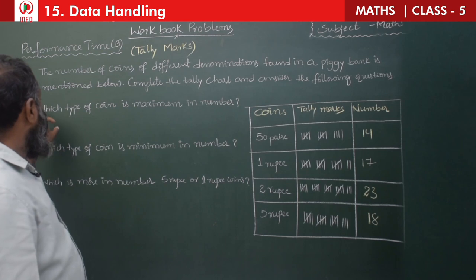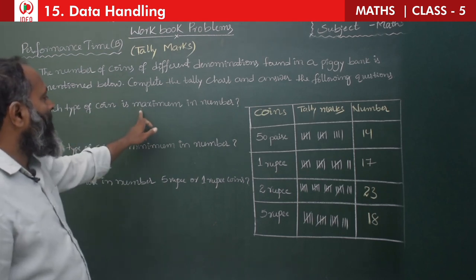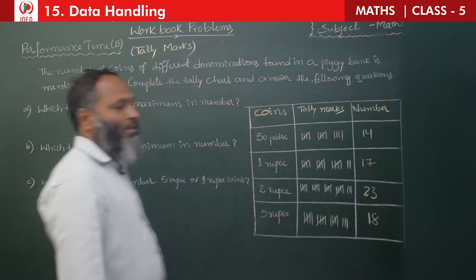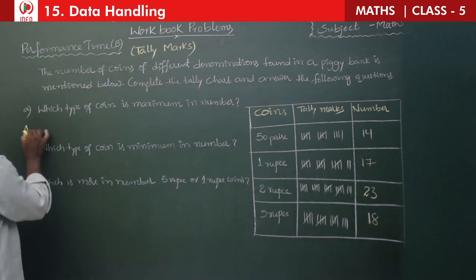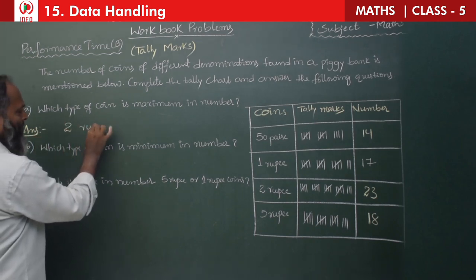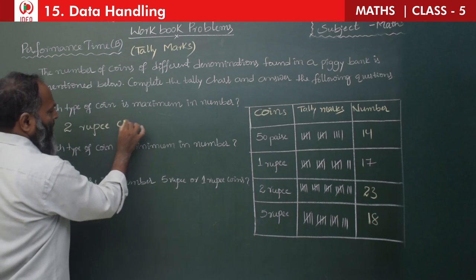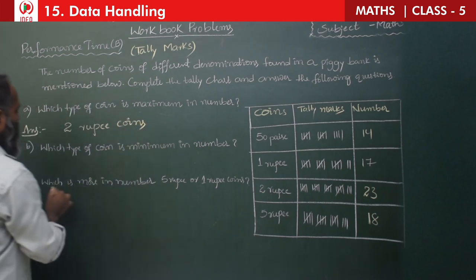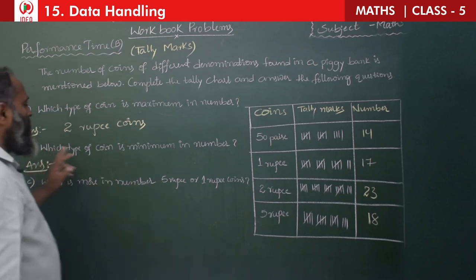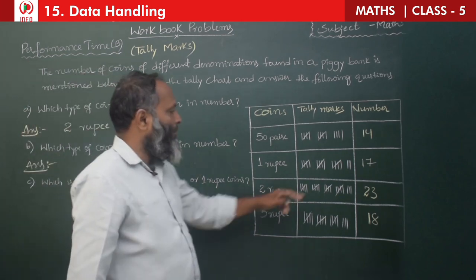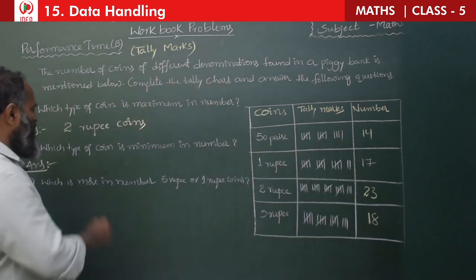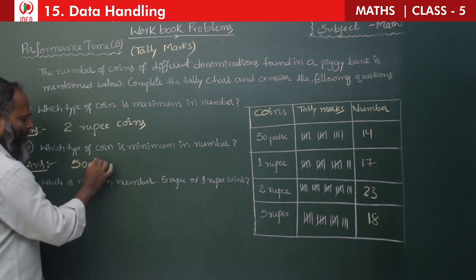Now, question A: which type of coins is maximum in number? That is 2 rupee coins. Answer: 2 rupee coins are maximum in number. Next, which type of coin is minimum in number? Minimum is 14, so that is 50 paisa. 50 paisa coins are minimum in number.